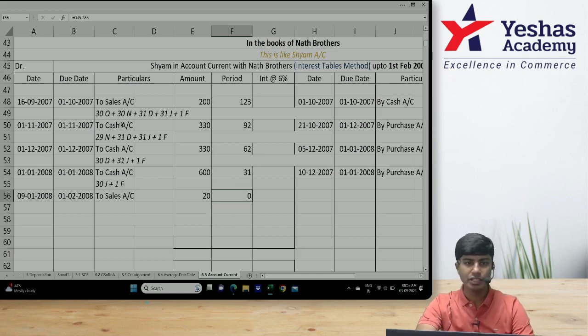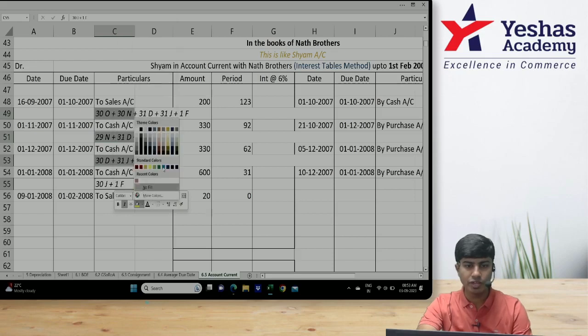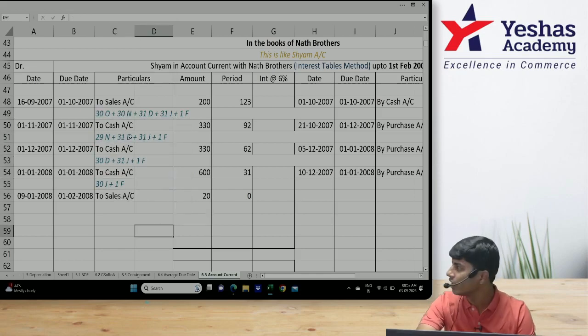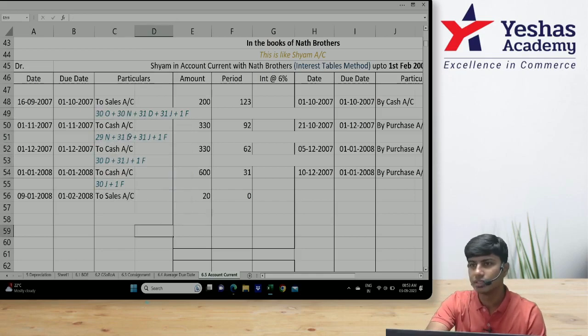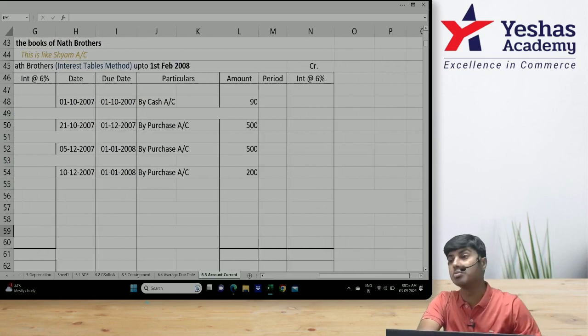Am I right? Okay. See, I can make all of this a different color. Why? You don't have to write this in the exam. Sir, why have you written it? So that you understand how it is computed. When you're revising, it becomes simpler.